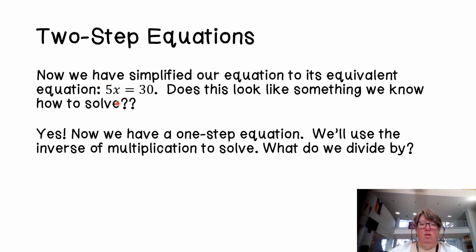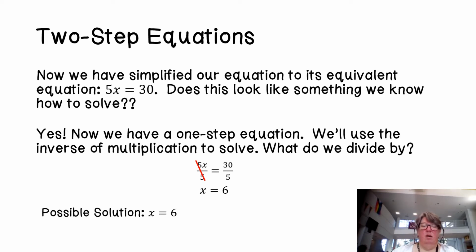x has a coefficient. So what are we going to do? We're going to divide by that number on both sides. So 5x divided by 5, 30 divided by 5. We know that 5 divided by 5 is a 1, so we can cancel them out. And we get x is equal to 6. So that is our possible solution: x = 6.